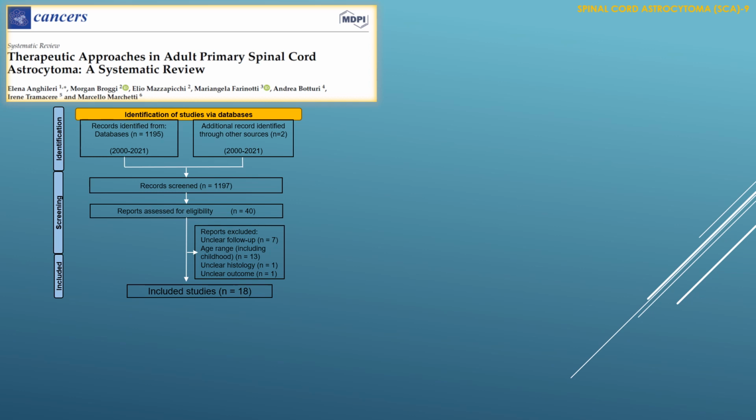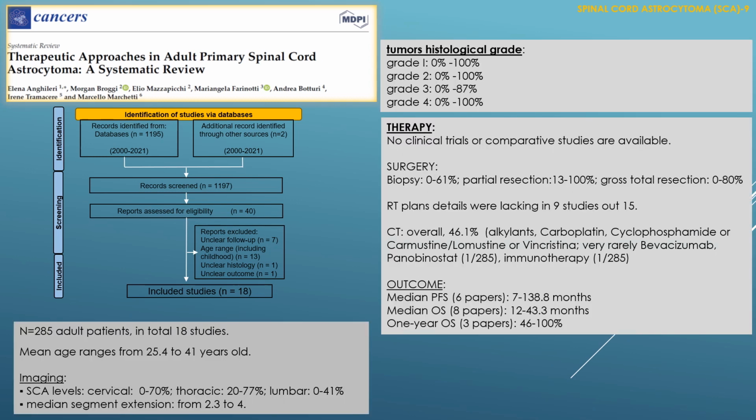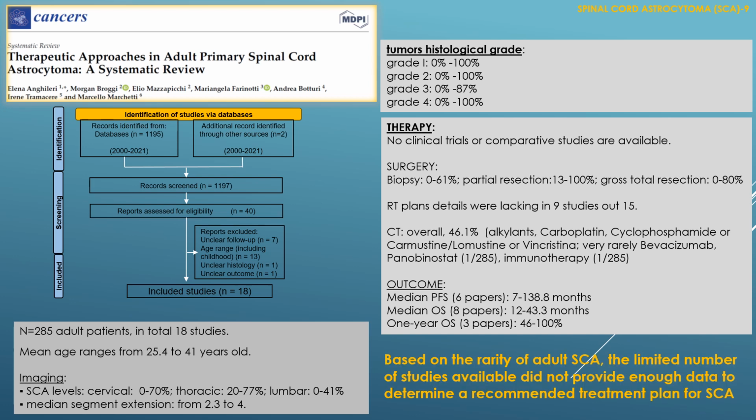A total of 285 adult patients with astrocytoma were identified. This slide summarizes the main data we collected, and you can easily find any details in the publication. I'd like just to stress that we could not find any clinical trial on spinal astrocytoma, based on the rarity of adult astrocytoma and the limited number of studies available. The literature did not provide enough data to determine a recommended treatment plan for spinal astrocytoma.